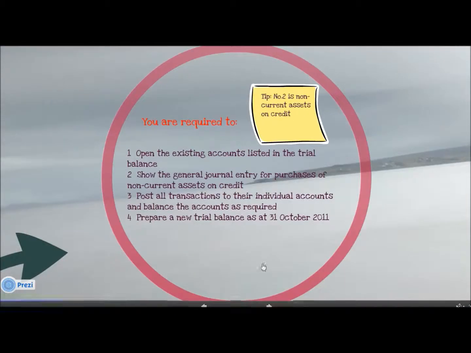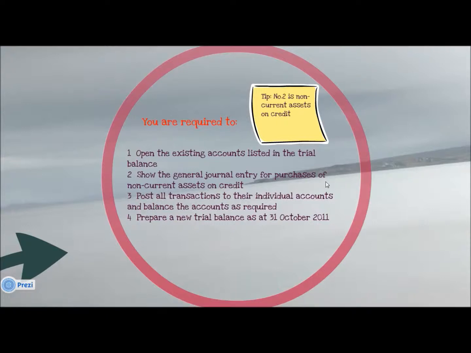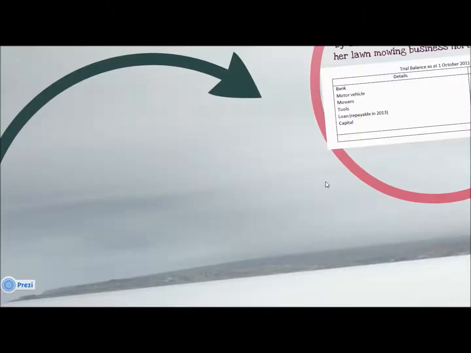And this is the question. You are required to open the existing accounts list in the trial balance, show the general journal entry for purchase of non-current assets on credit, post all transactions to their individual accounts and balance the accounts as required, and prepare a new trial balance as at 31 October 2011.